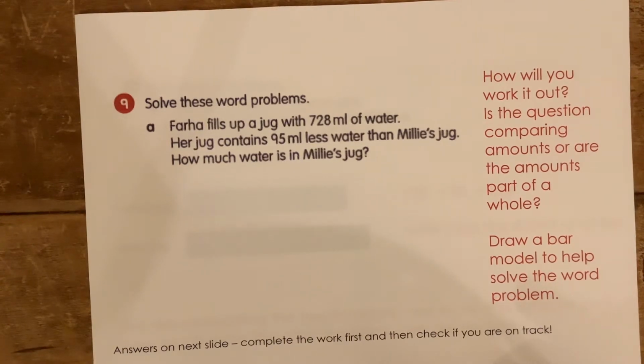Draw a bar model to help you solve this word problem. Think about drawing a bar for Farah. Farah fills up a jug with 728 millilitres of water. You're going to draw a bar model for Millie. Do you know how much water Millie's jug has? Think about how you're going to label those bars. Pause the video and have a go at that.